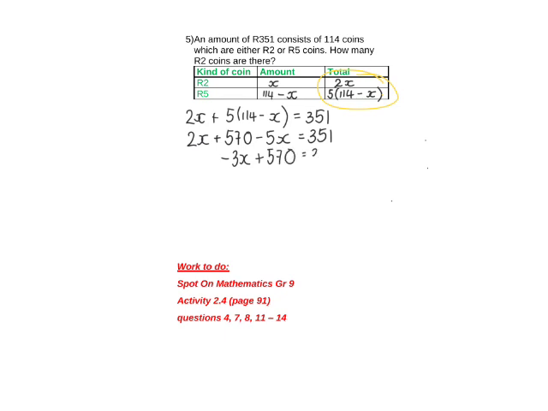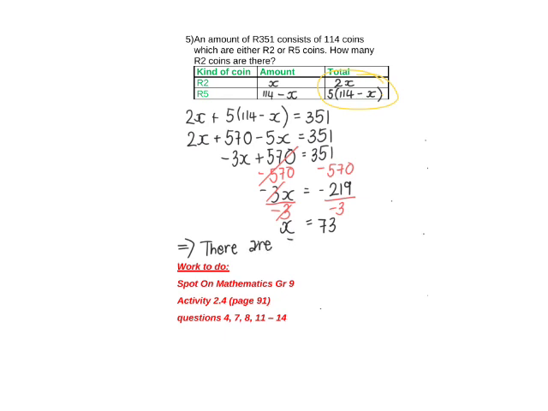Okay, now inverse operations. And that would be minus 570 each side, which gives me a result of negative 3x equal to negative 219. And so last inverse step would be to divide by negative 3, and that we do to both sides. And so we get x is equal to 73. So let's go back and see what this represents. It's the amount of 2 rand coins, and that is exactly what they are. So our conclusion is there are 73 2 rand coins.